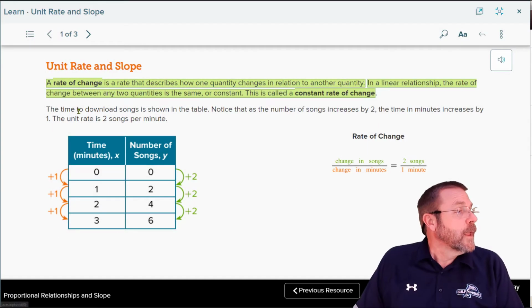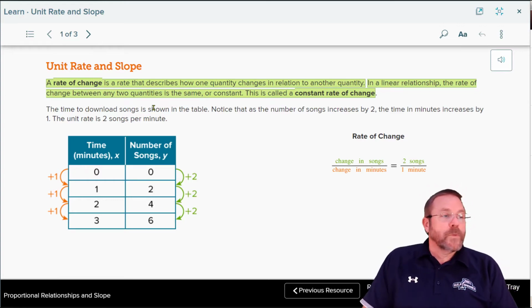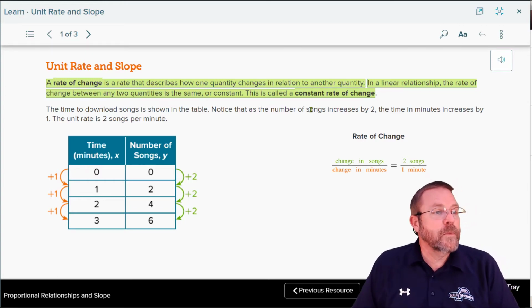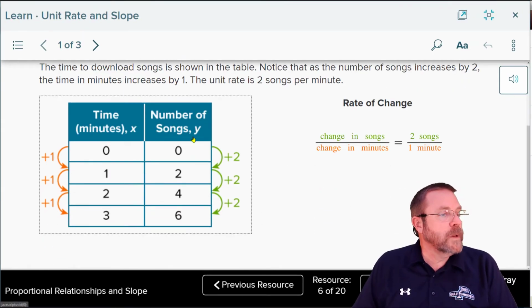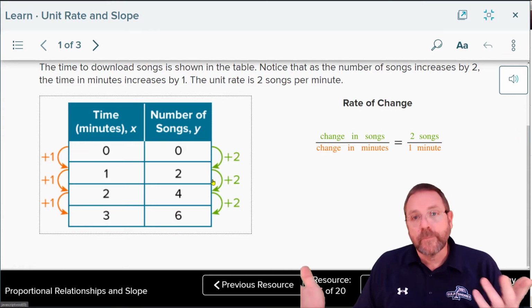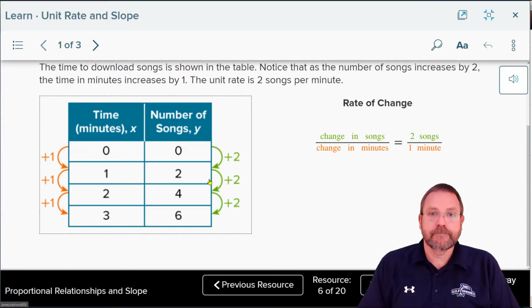All right. The time to download songs is shown on the table here. Notice that the number of songs increases by 2, and the time in minutes increases by 1. So you have a constant rate of change going on here. For every 1 minute, you gain 2 songs. A constant rate of change.